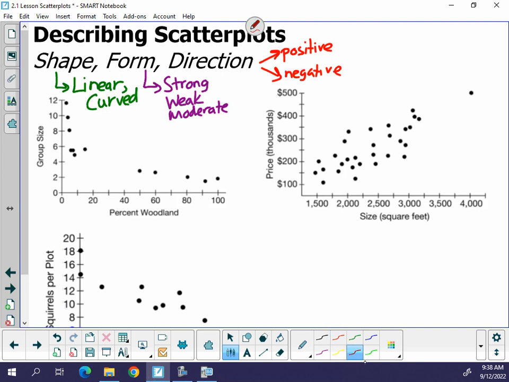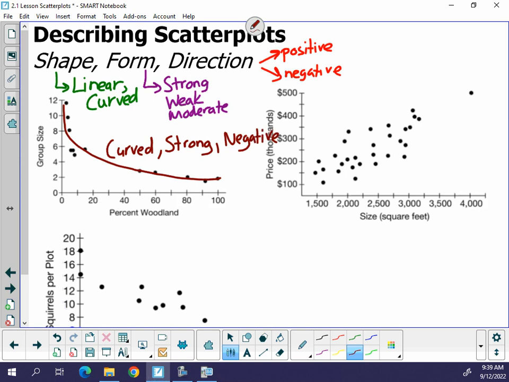So if I look at this first one, much like I do with a histogram or a stem and leaf plot or a dot plot, I like to just draw what it looks like it's doing. This is probably not exact, but this is what it looks like it's doing. So it looks like we have a curved relationship. It looks like those data points are pretty close together in the pattern, and so we'll say it's strong. And then it goes down to the right, so it's negative.